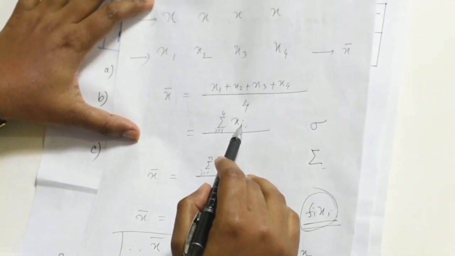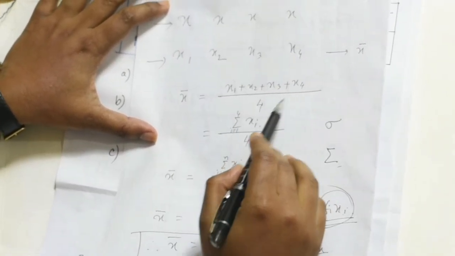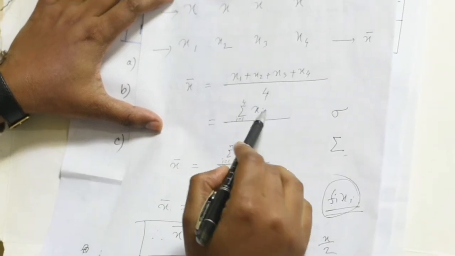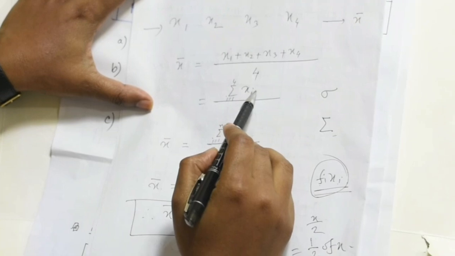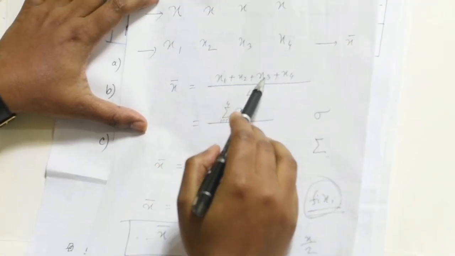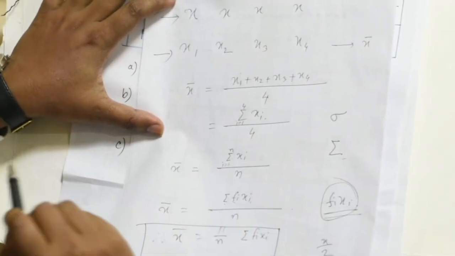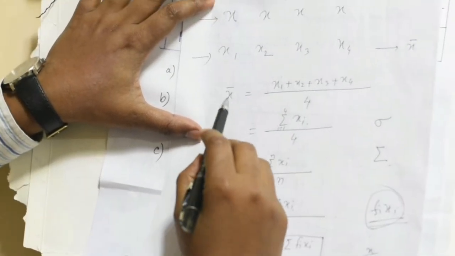So what is i? i equals 1 to 4. So this is the summation of xi, i varies from 1 to 4, and this is x1 plus x2 plus x3 plus x4 divided by 4. So this is the formula of x bar.